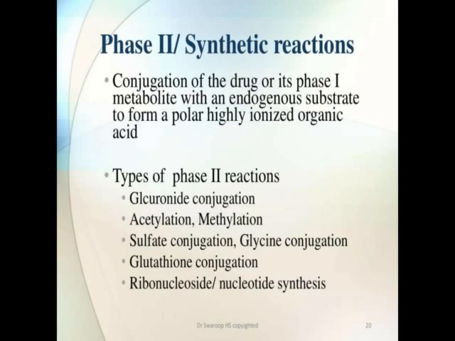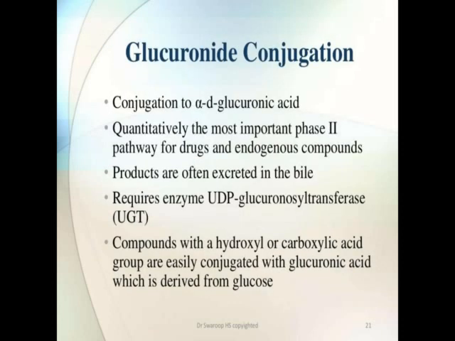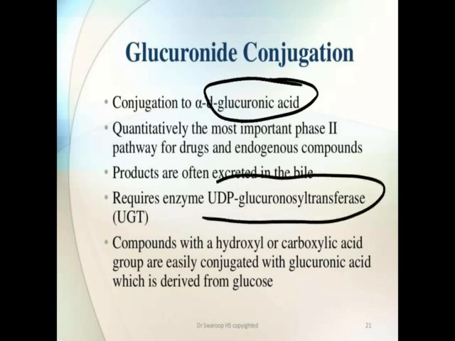In phase 2 they are called synthetic reactions, where conjugation takes place, in which the endogenous substrate binds to the drug and forms highly hydrophilic agents. Okay, the phase 2 reactions are glucuronidation, acetylation, methylation, glycine, sulfate, glutathione, and nucleoside conjugation. So these are the different types of phase 2 or synthetic reactions. In glucuronidation, glucuronic acid is there where the conjugation takes place. For this, UDP glucuronosyl transferase enzyme is required.